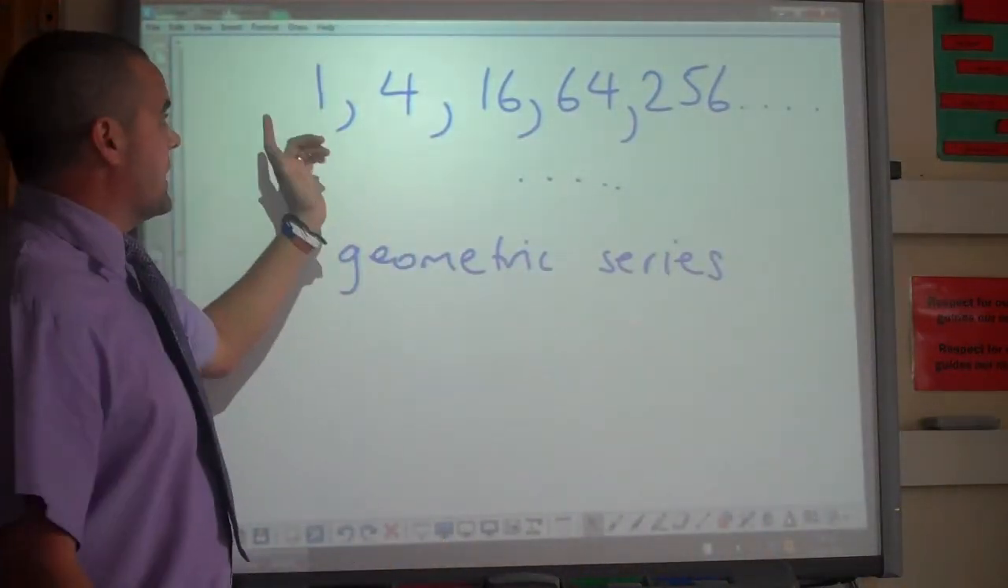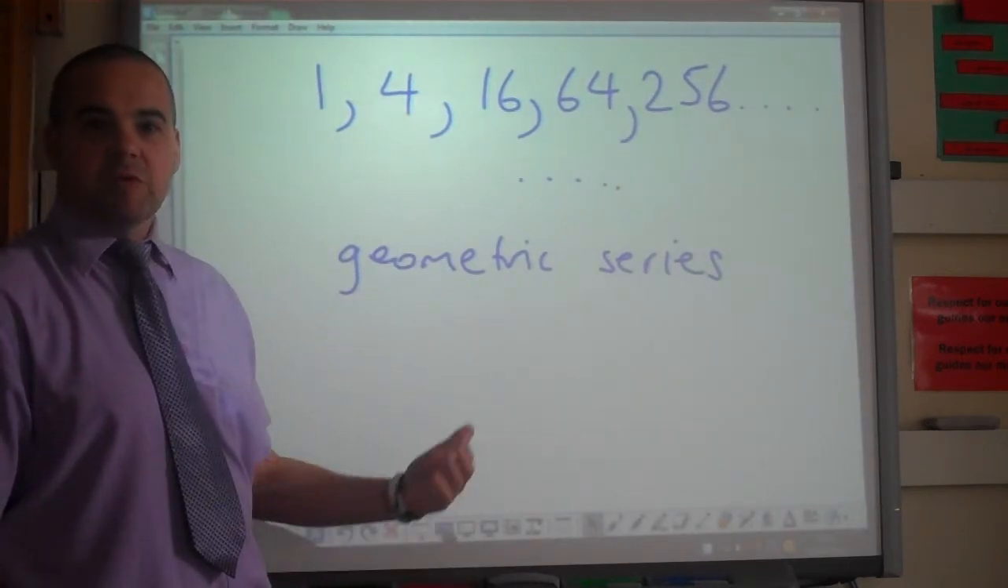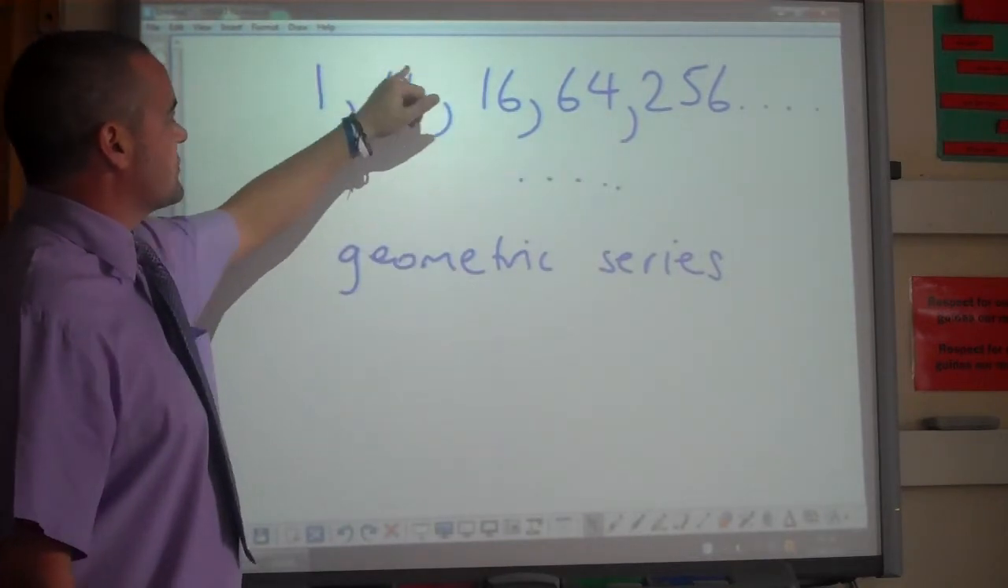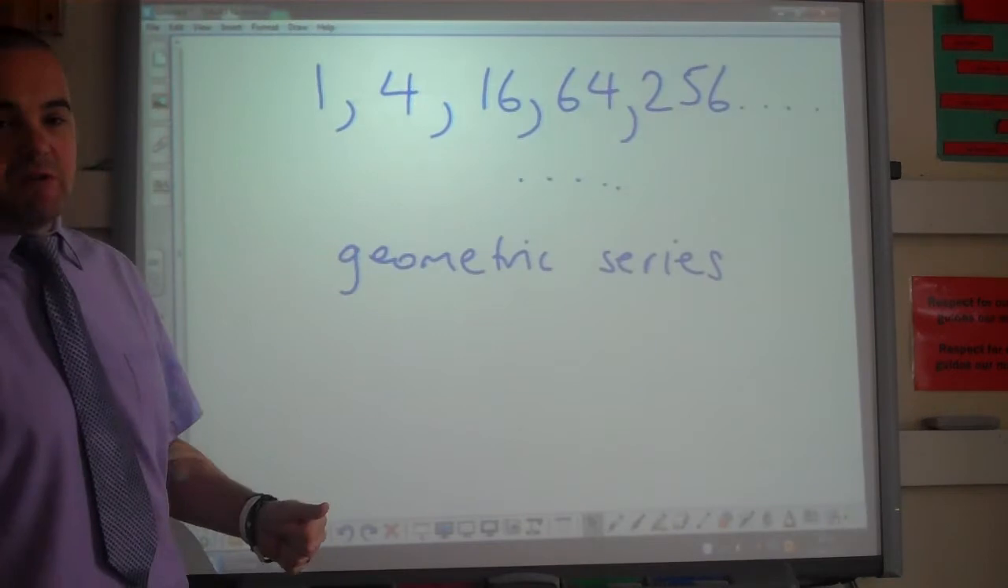Right, this is a new type of sequence. It doesn't go up by the same amount each time. It's not an arithmetic sequence because we don't have a common difference. Here is 3, here is 12, etc. It's known as a geometric series.